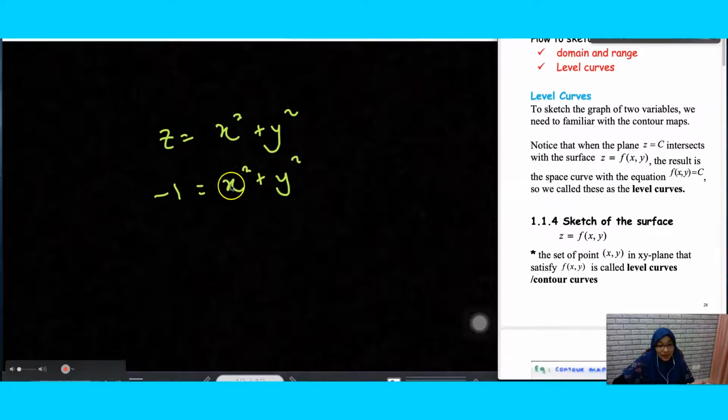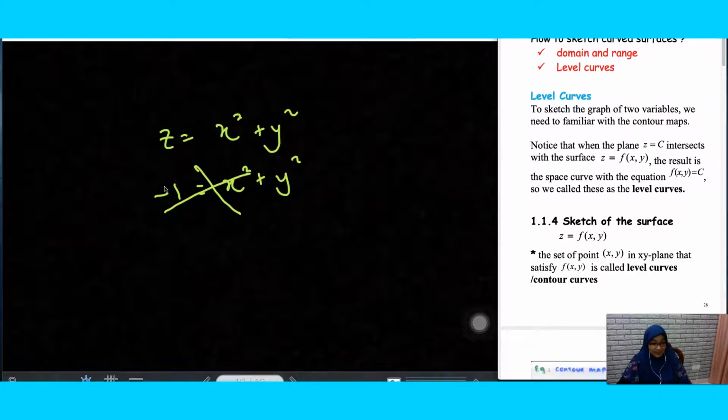For whatever value of x that you choose, the value for this term is always positive, right? And at least the smallest one is 0. Similarly, you can put any y, you can put negative, you can put 0, you can put positive, and the answer for this term is always positive. So when you total up the positive numbers, the answer here is also always positive, but the smallest can be 0. So if the right side tells you it is negative, it is mathematically incorrect.